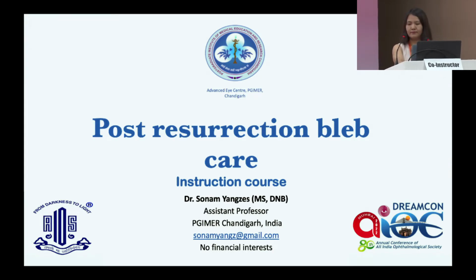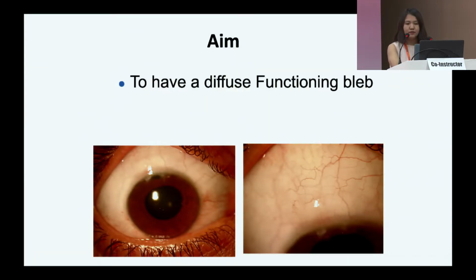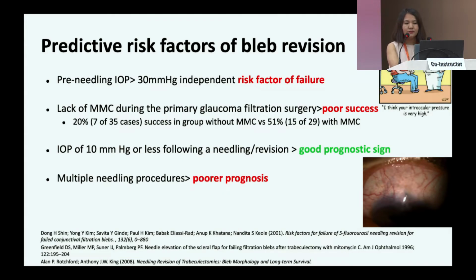Dr. Sonam, please. Thank you, sir, for giving me this opportunity. So I'm going to discuss the post-revision bleb care. At the end of the day, after any filtration surgery, our aim is to have a diffuse and functioning bleb. There are some predictive factors for bleb revision.